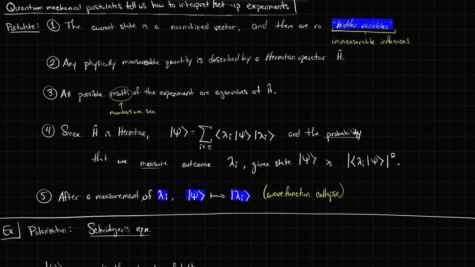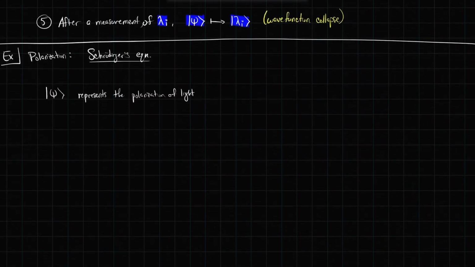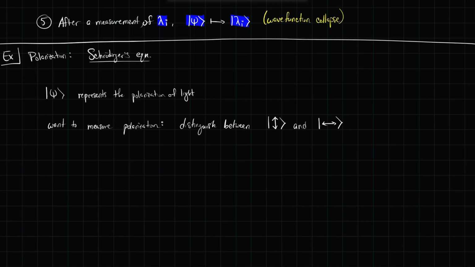Any physically measurable quantity is described by a Hermitian operator. So what do we want to measure? We want to measure polarization. And in fact, which polarizations do we want to measure? We want to distinguish between up-down polarization and left-right polarization. This is where you can see we deal with abstract vectors. This is why I emphasize abstract vectors this entire semester. We don't really have them written as row or column vectors. It's just up-down versus left-right.